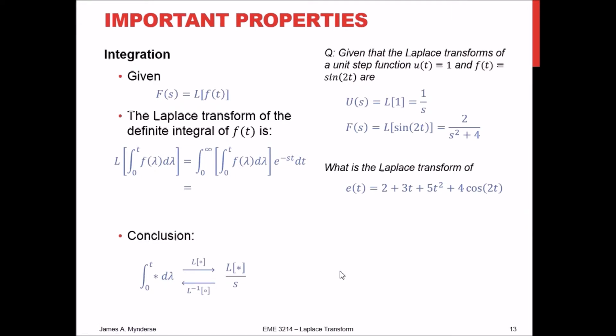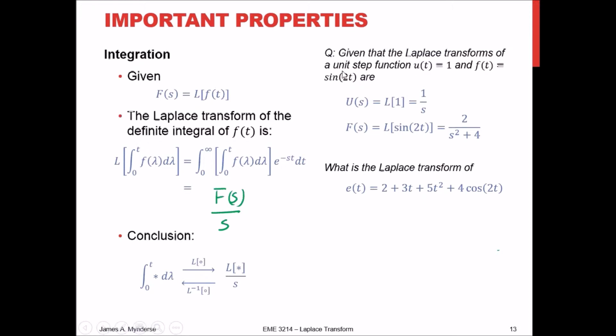Integration is very easy with a Laplace transform, similar to differentiation. So if I have the integral of f of t, and I take the Laplace transform of that, the result is F over s. So the conclusion is that if I want to integrate the signal, I just divide by a power of s. That's all. Very, very easy.